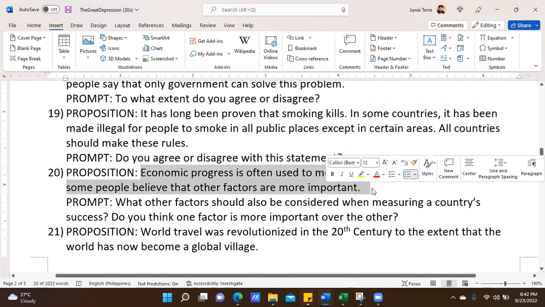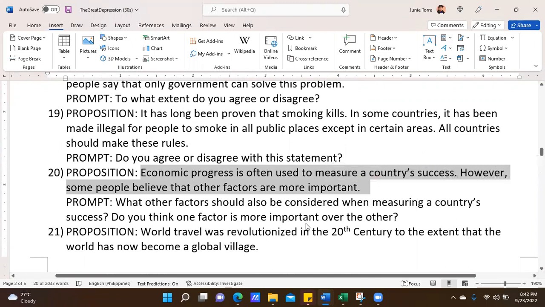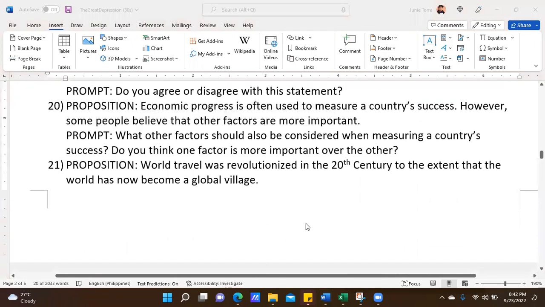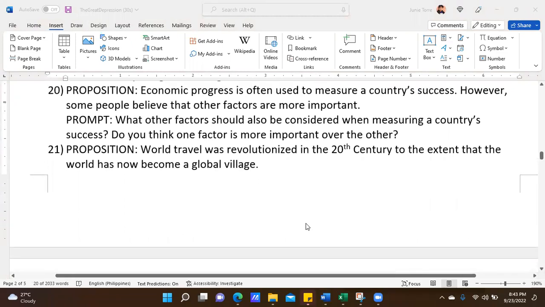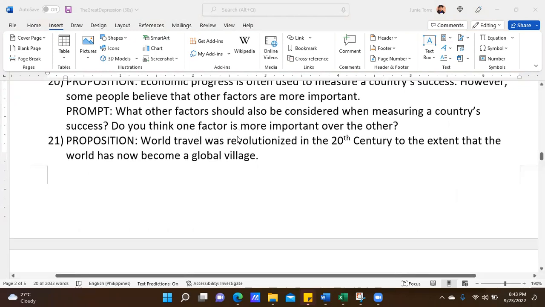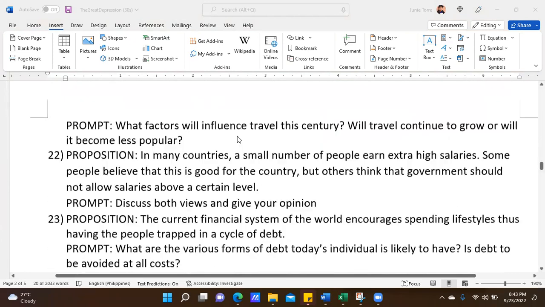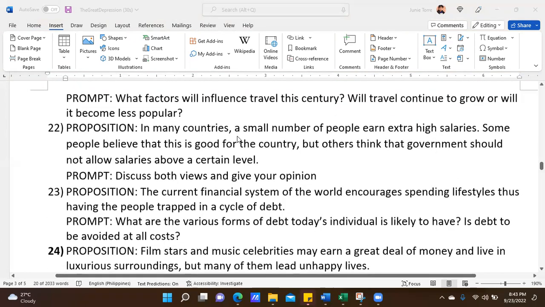Economic progress is used to measure a country's success. However, some people believe that other factors are more important. Well, of course, economic progress. What other factors are you talking about? Nasa economy lang yun eh. What other factors should be considered? None. There should be no other factor.